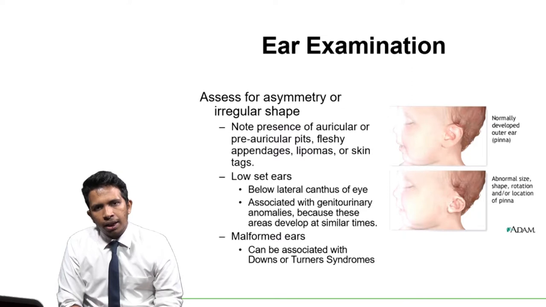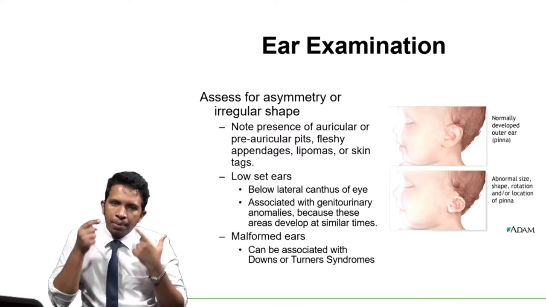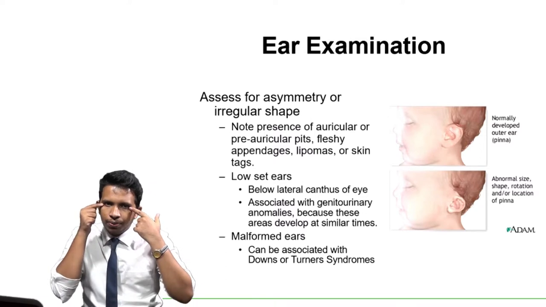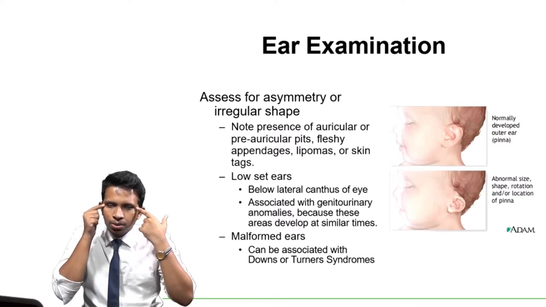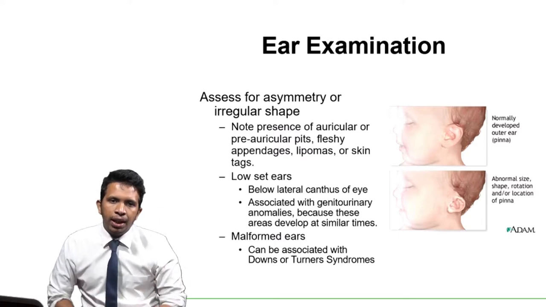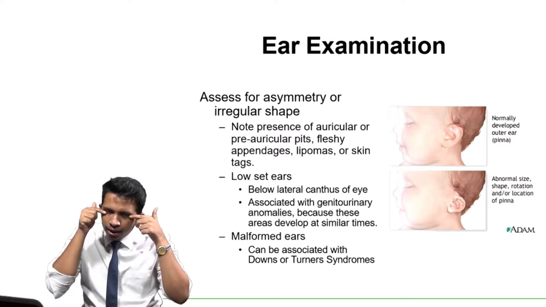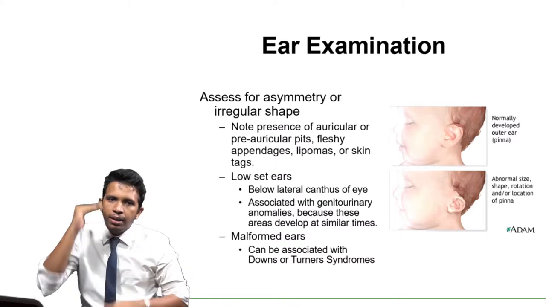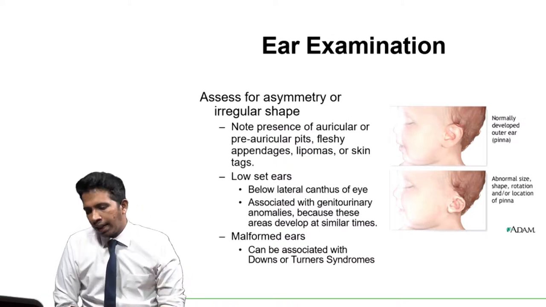Another thing that we have to look at is something called low set ears. Here we draw an imaginary line from the lateral canthus of the eyes to the ears. So a low set ear baby will have the ears below the imaginary line.